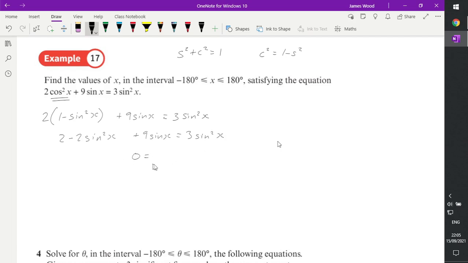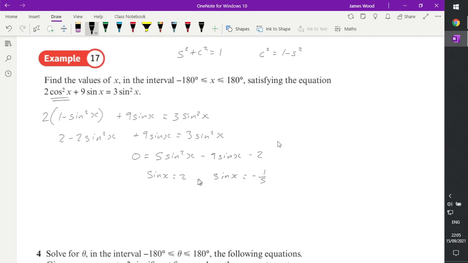So if I put the 0 on the left, then I will have 5 sine squared x minus 9 sine x, and then also minus 2. And then that's just in the form of a quadratic, which you can solve using your calculator. If we do that, that's 5, minus 9, minus 2. So I'll either get sine x equals 2 or sine x equals minus 1/5.